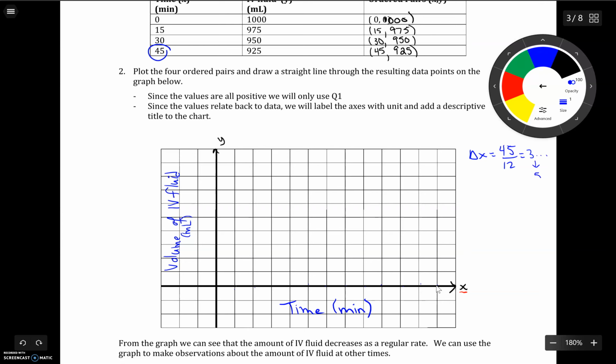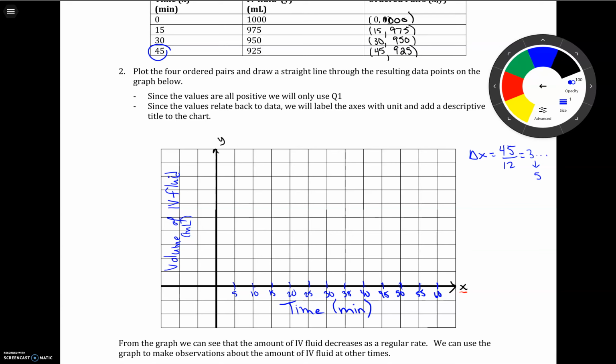So maybe I like counting by friendly numbers, so I'm going to count by 5. I'm going to label my x-axis 5, 10, 15, 20, and so on. I don't want to label it just with 15, 30, and 45 because I want to make sure that I use as much of the x-axis as I can to make my graph as large as possible.